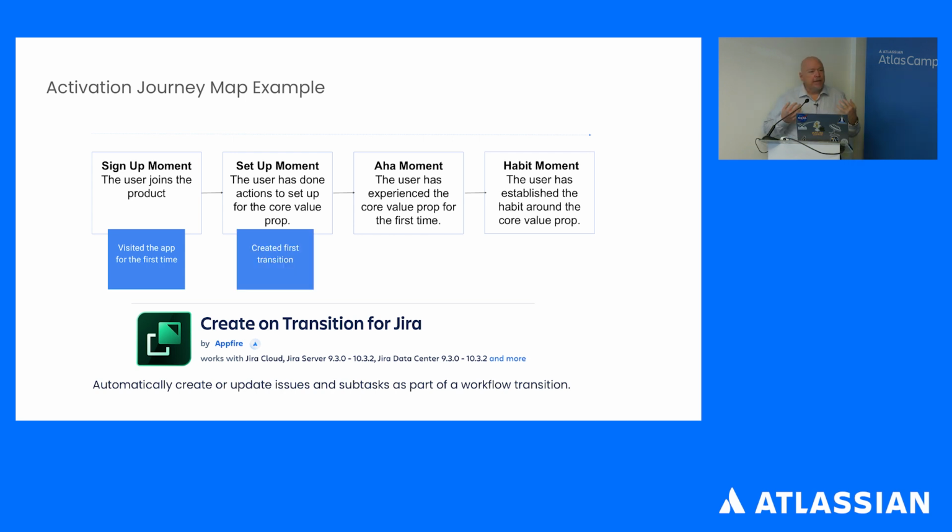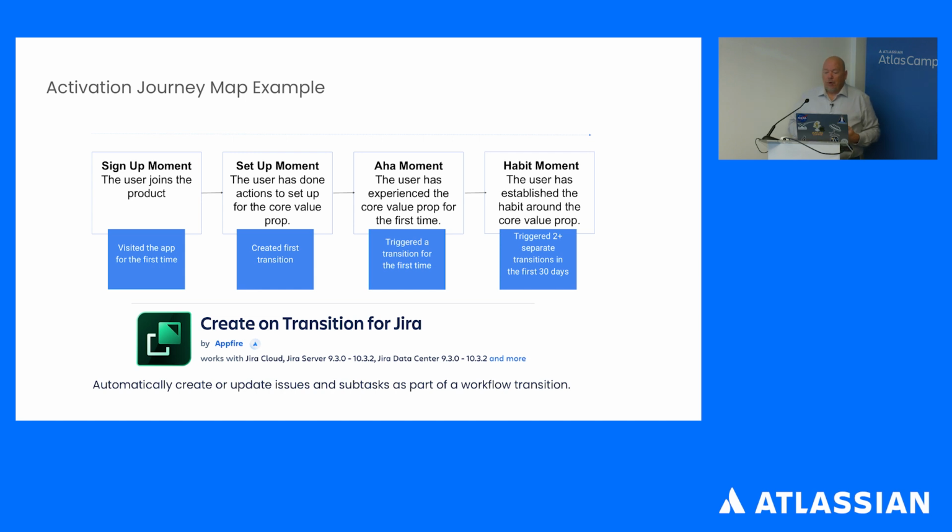Setup moment is when they've created their first workflow transition using a Create on Transition post function. The aha moment is the first time they go into an issue with that workflow applied, trigger a workflow transition that has that post function applied, and they see an issue get created, and they see the magic happen. And then the habit moment is they have triggered that transition at least 2 times within 30 days.